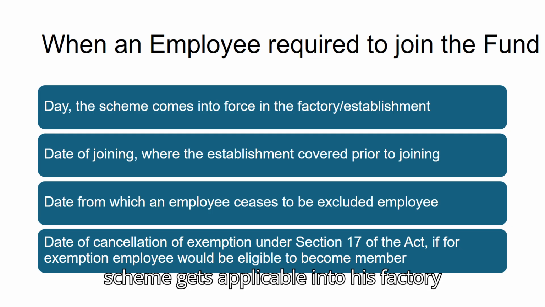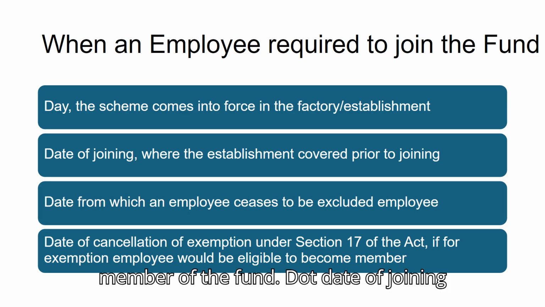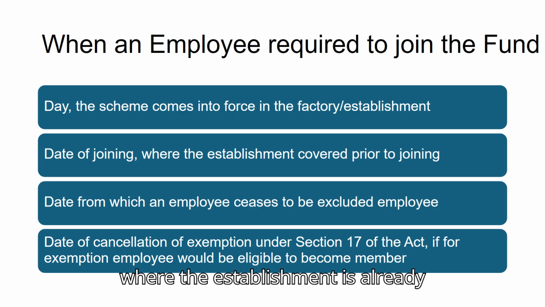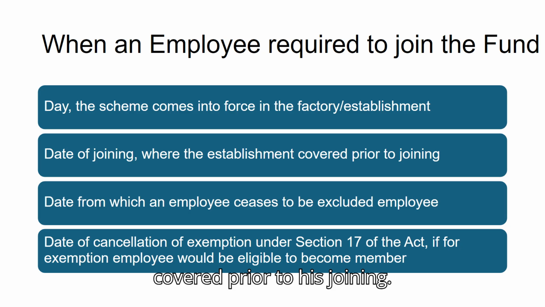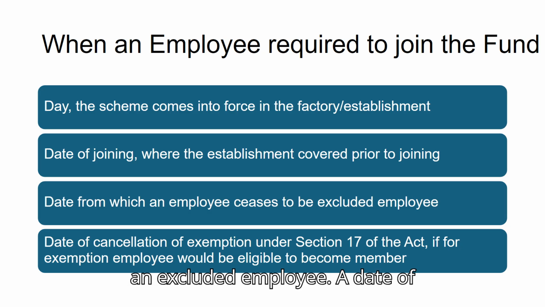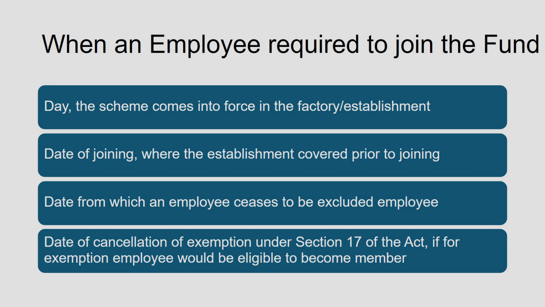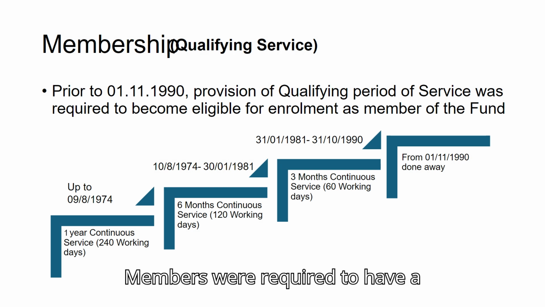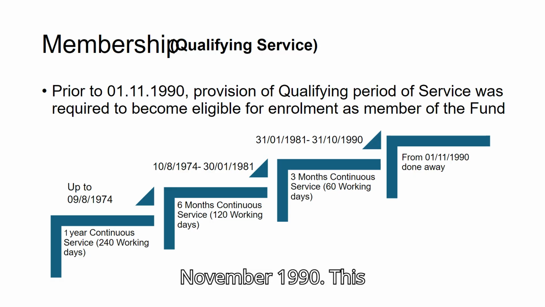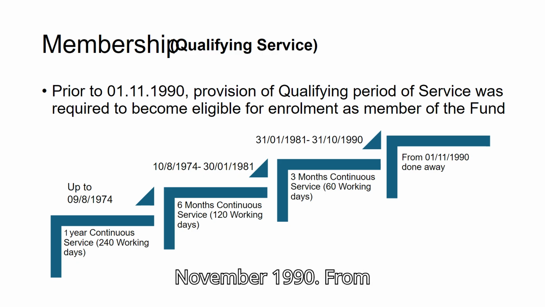The day the scheme becomes applicable to his factory or establishment, he is required to become a member of the fund. Date of joining where the establishment is already covered prior to his joining. Date from which an employee ceased to be an excluded employee. A date of cancellation of exemption under Section 17 of the Act. Members were required to have a qualifying service prior to 1st November 1990. This has been dispensed with from 1st November 1990.